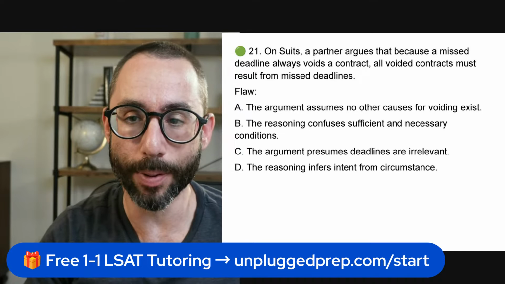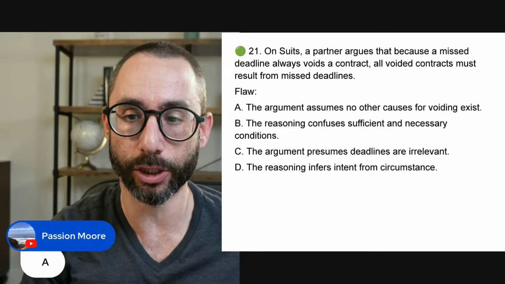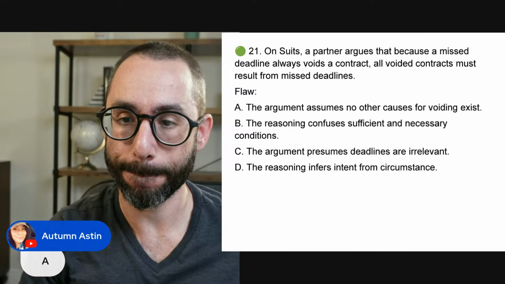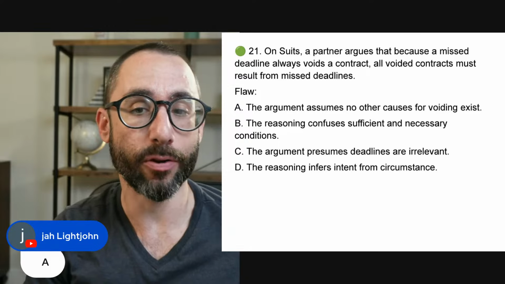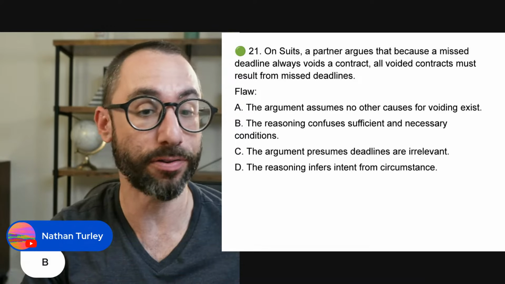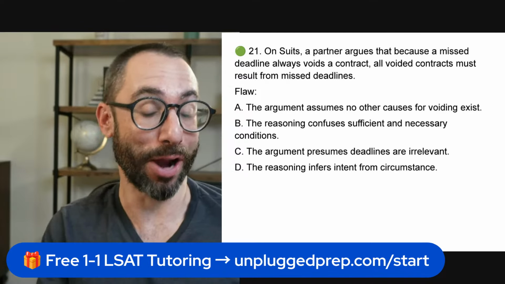Got a lot of folks dropping answers in here. Awesome. We've got Anne saying A, Passion saying A, Giovanna, Dua Akbar, Autumn, Valentina, Jay all saying A. The argument assumes no other causes for voiding exist. We've also got Nathan and Zuli saying B. And the funny thing is that both A and B here are actually correct.